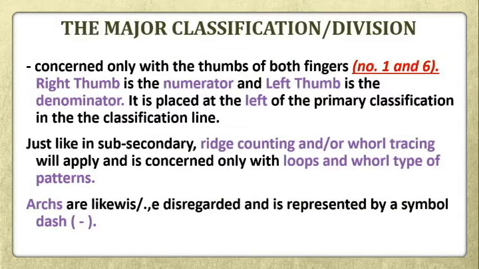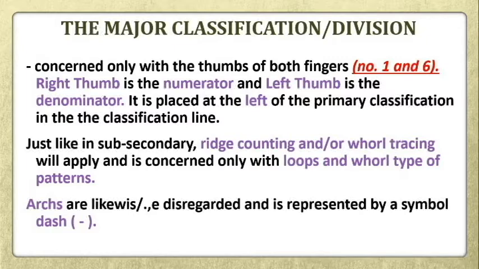So let us now proceed to the major classification or division. The major classification is concerned only with the thumbs of both hands, or fingers number 1 and 6. The right thumb is the numerator and the left thumb is the denominator. It is placed at the left of the primary classification in the classification line.